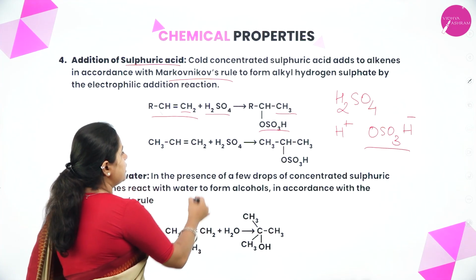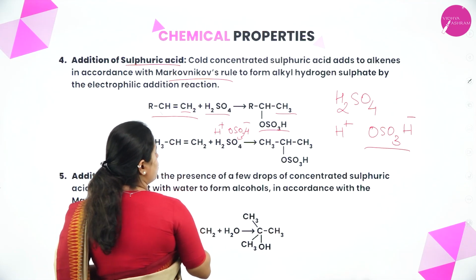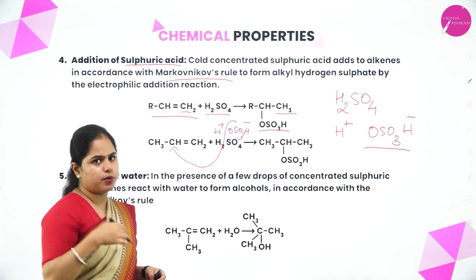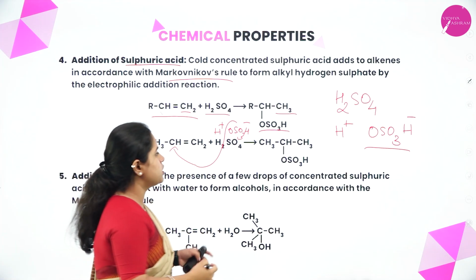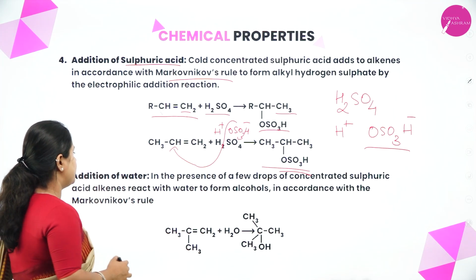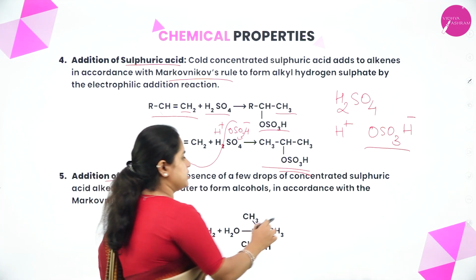Now let's take CH3CH double bond CH2, which is propene, to which we are adding H2SO4. Again, it is H plus and OSO3H minus. This OSO3H minus will get attached to the carbon having the lesser number of hydrogen atoms. So this is the product you are going to obtain. Now the next one is addition of water in the presence of a few drops of concentrated sulfuric acid.